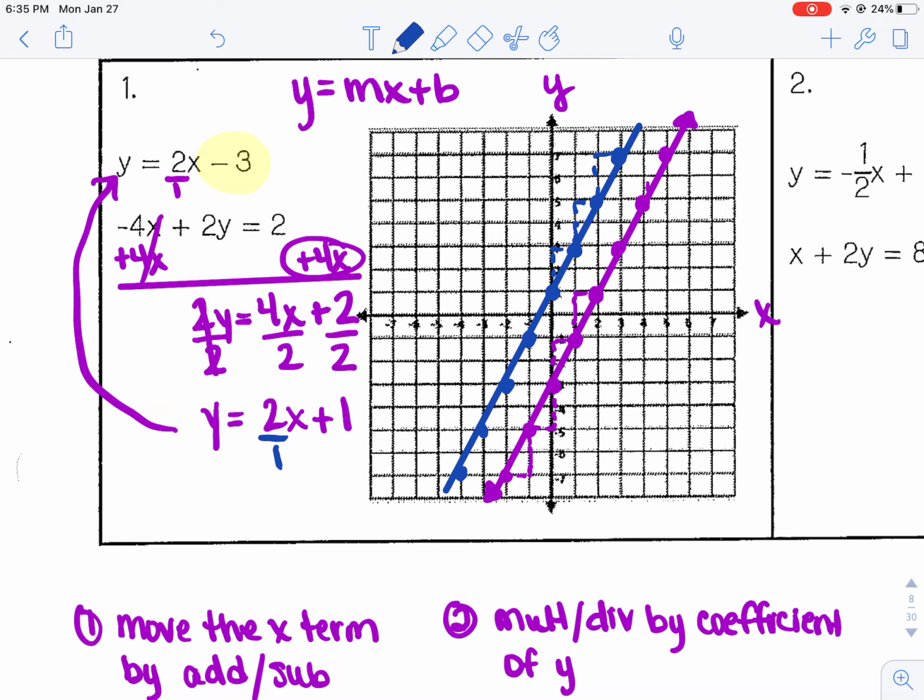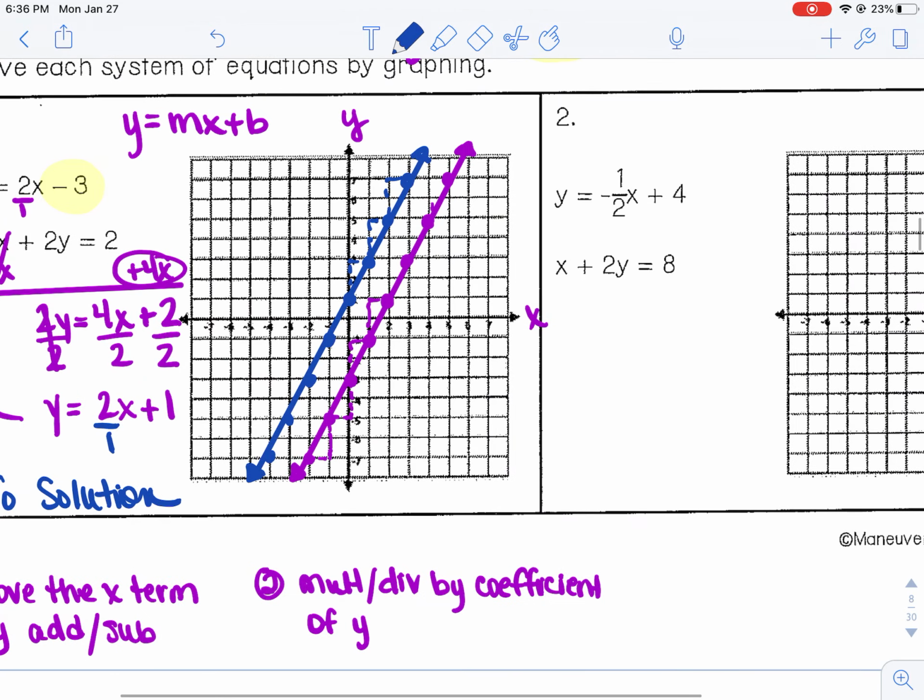Okay, try as good as I can to draw my parallel lines. There we go. Okay, so this is a no solution. They will never cross. Okay, let's take a look at number 2, and we're going to keep those rules down there in mind.